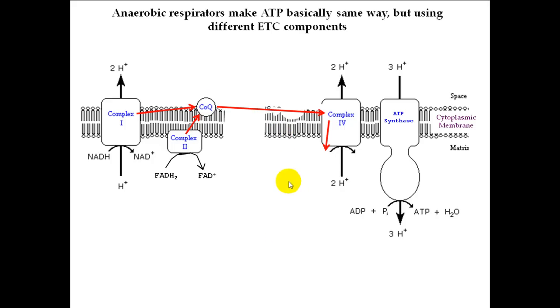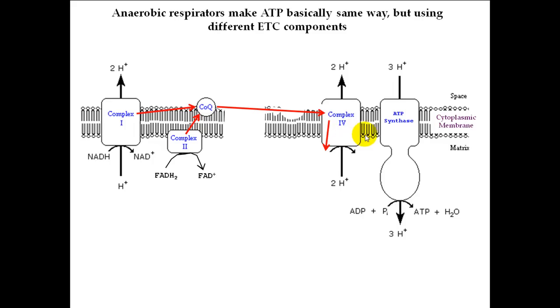All right, so again, if it's an anaerobic respirator, it's not using oxygen. Instead, it uses other inorganic things as its final electron acceptor. And so because anaerobic respirators need to attract things besides oxygen, that means that its complex number 4 is going to have to be different as compared to the complex number 4 of aerobic respirators.